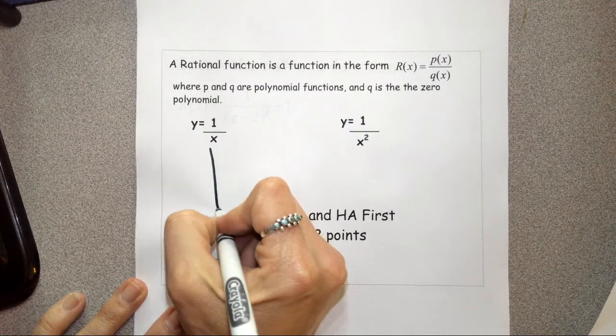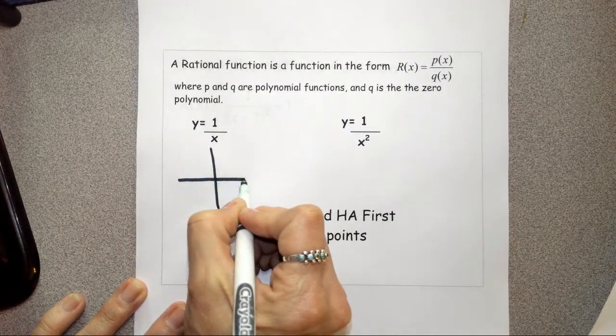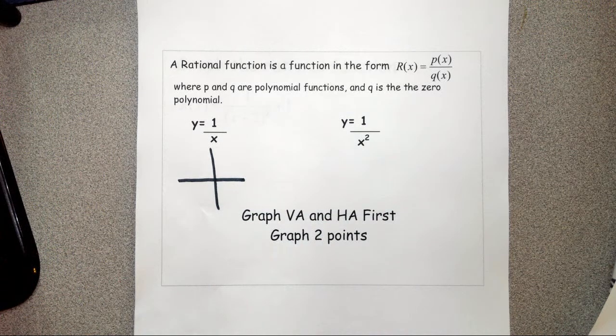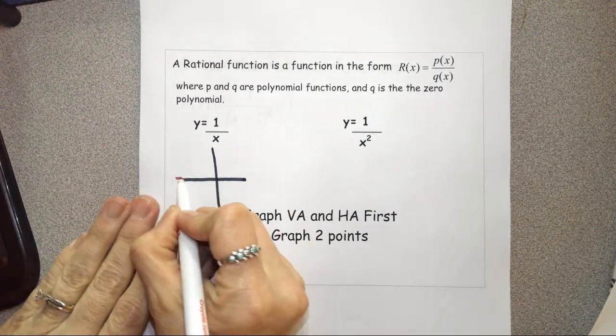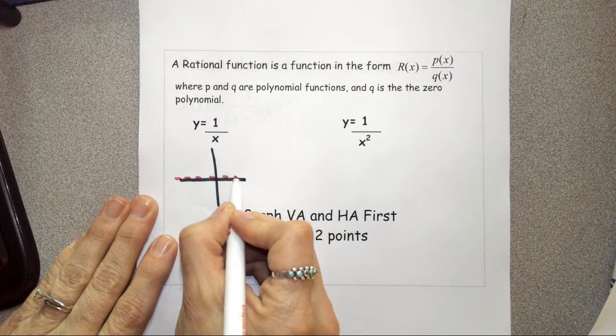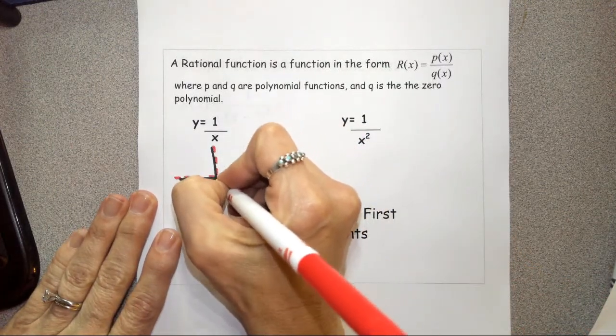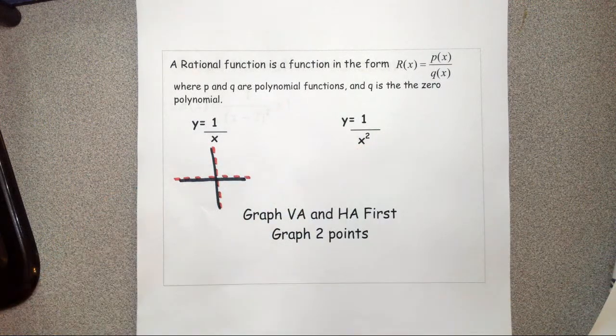When you're graphing y equals 1 over x, the first thing you're going to have to remember is that it has 2 asymptotes. So we're going to have a horizontal asymptote right here at the x-axis at y equals 0. And we're going to have a vertical asymptote right here at the y-axis.